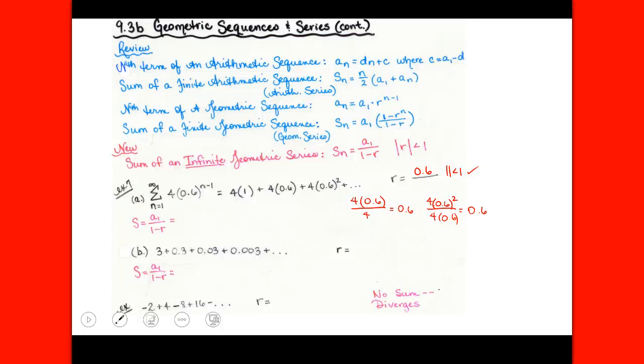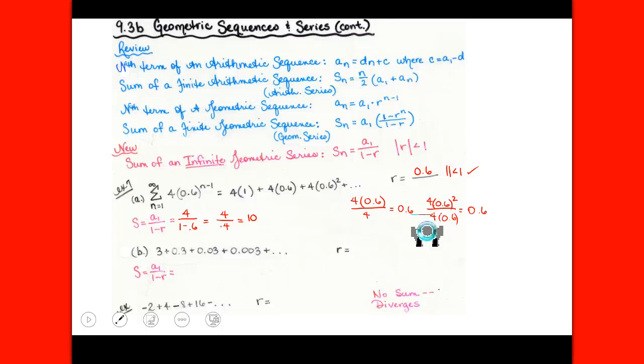So what was our first term? 4. And we've already said that our ratio was 0.6. So if we do 1 minus 0.6 in the denominator, that'll give us 0.4. So 4 divided by 0.4 would give us 10. That would be the sum of that geometric series.